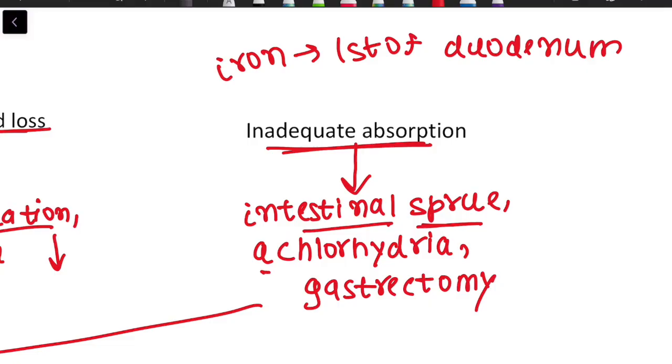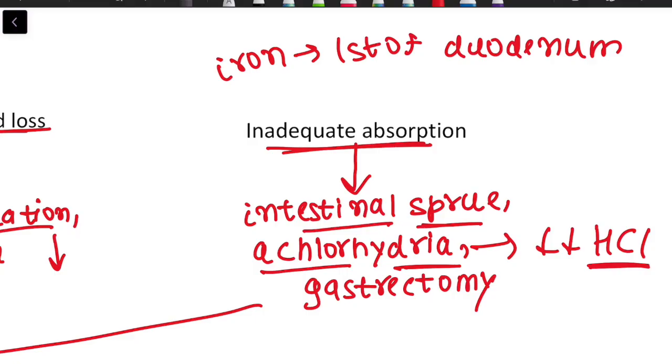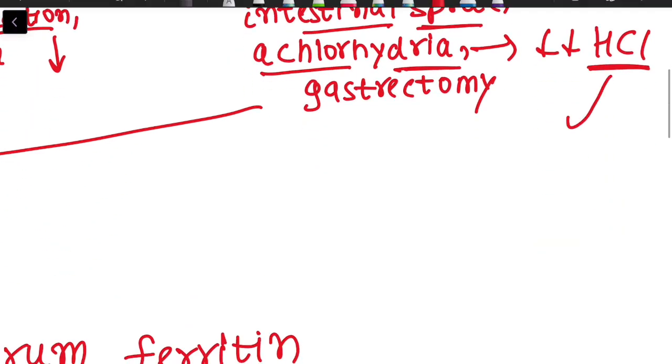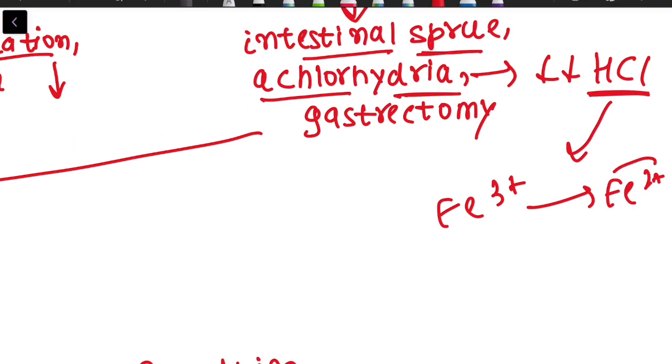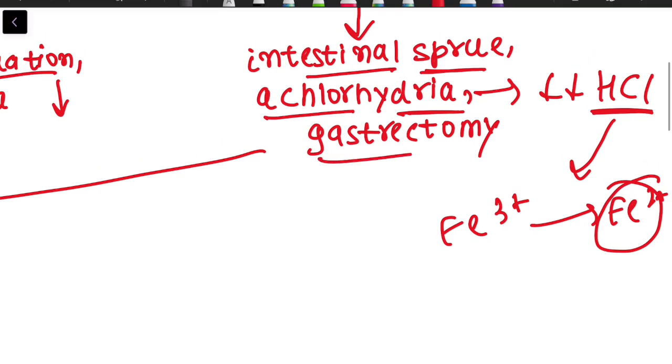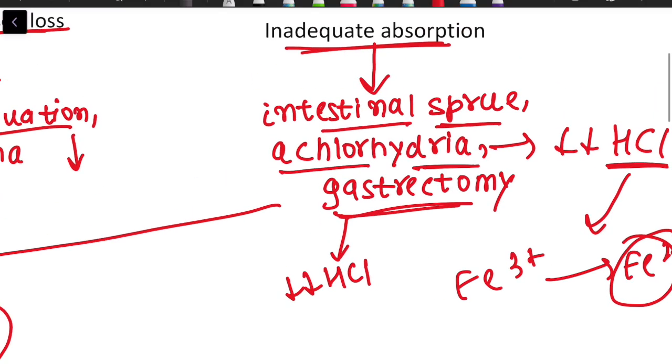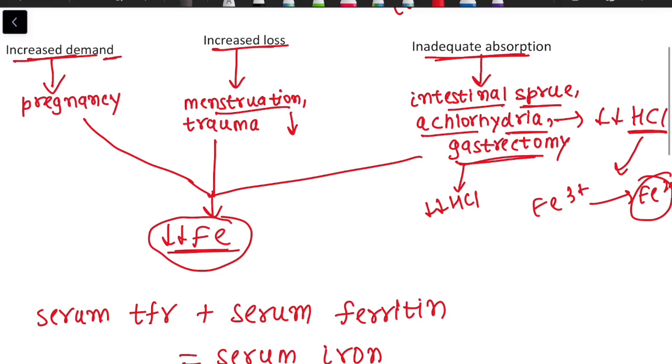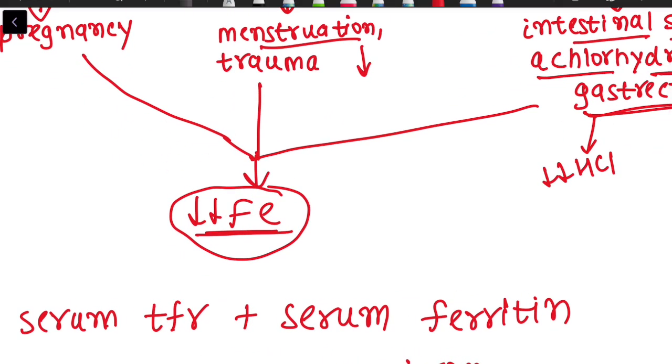And in cases of achlorhydria, where there is decreased secretion of HCl, that can also lead to the decreased conversion of Fe3+ to Fe2+. I have talked in my previous videos about this. So this will also lead to the inadequate absorption of iron, and in gastrectomy also, which will lead to decreased secretion of HCl, and that can again cause inadequate absorption of iron. So all of these factors lead to the decreased iron stores in our body.